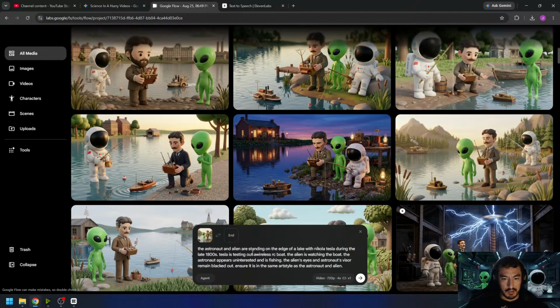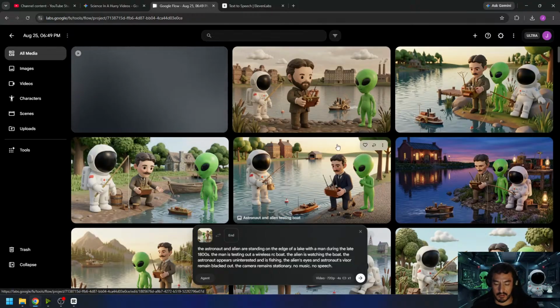All right, the astronaut and alien are standing on the edge of a lake with a man. Man is testing out a wireless RC boat. The alien is watching the boat. Yes. Camera remains stationary. No speech. And this one, I don't think I need to give it direction for audio since it's kind of self-explanatory. So we'll see how that turns out.